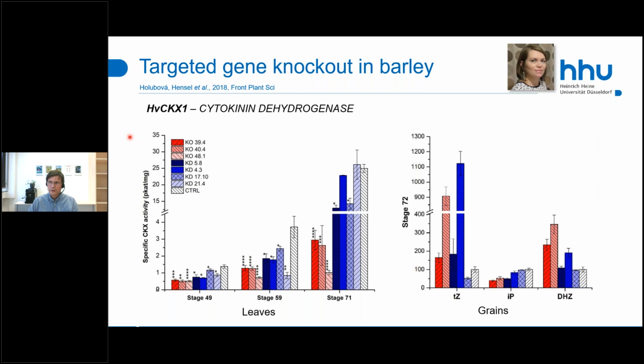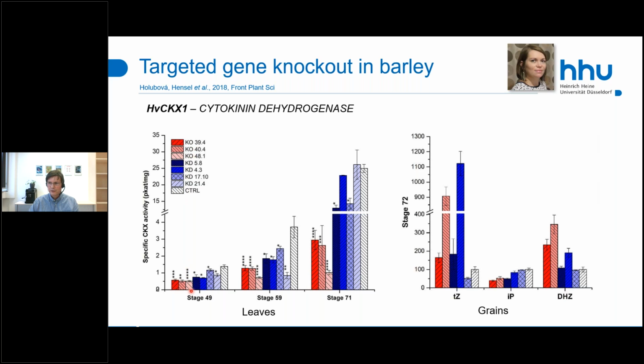A second approach has been published together with the group of the late Petr Galuszka and Veronique Bergougnoux. Here Katarina Holubova was studying some hormonal composition in barley, and we were targeting cytokinin biosynthesis, targeting the CKX1 gene, which is a cytokinin dehydrogenase. They started 2 attempts. On one hand, they used RNAi technology, which is symbolized here as knockdown. And together with us, we generated knockout plants, which are highlighted here in the rather red color and called knockout.